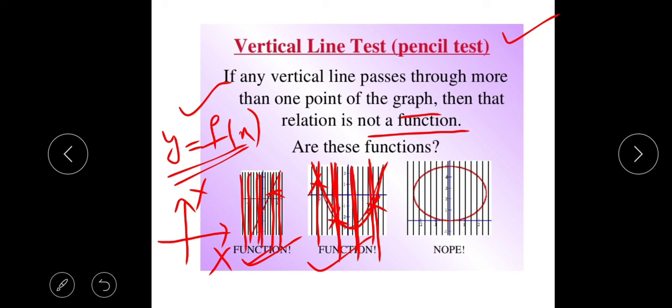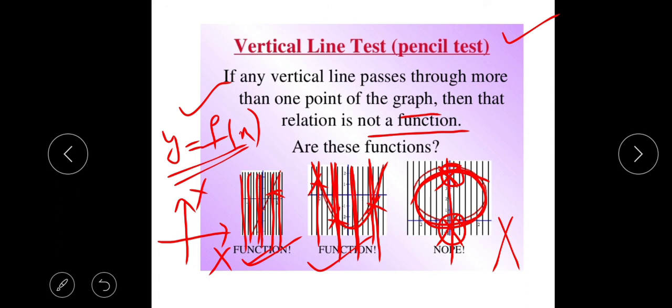Now consider the third example. This is an ellipse, an elongated circle. You consider whether this ellipse is a function or not. For that, you consider a vertical line. This vertical line intersects this graph, the ellipse, at 2 points. Here is one point and here is the other point. So this vertical line intersects the curve at 2 points. Therefore, this is not a function.